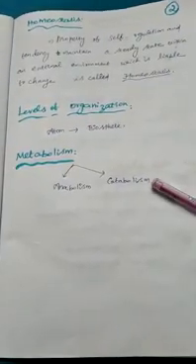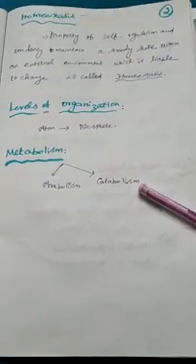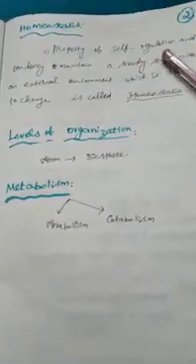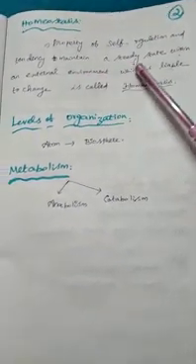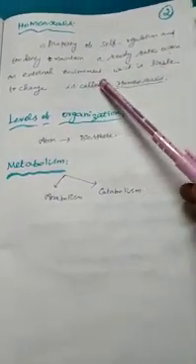Now I am going to continue the attributes of living organisms. The next one is homeostasis. So what is homeostasis? The property of self-regulation and the tendency to maintain a steady state within an external environment which is liable to change is called homeostasis.